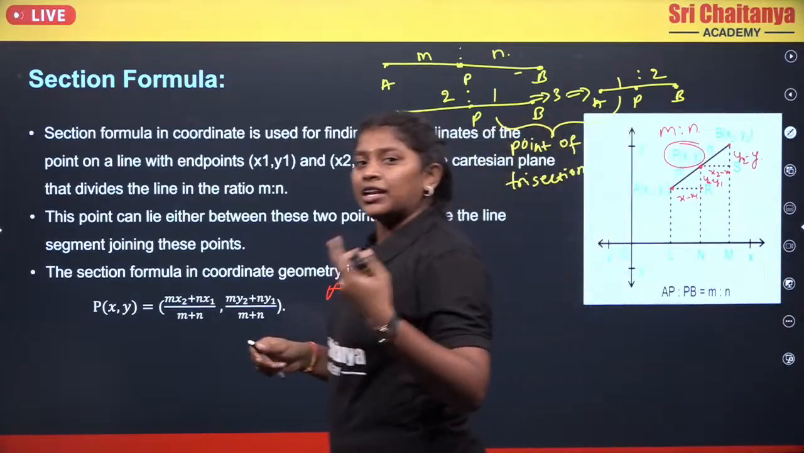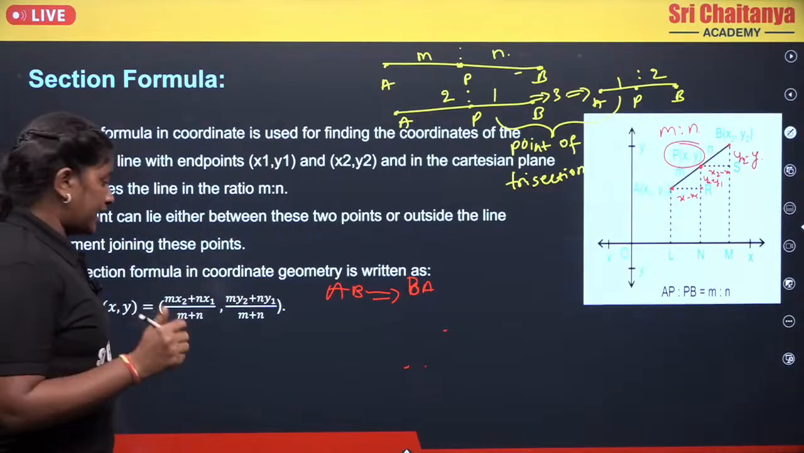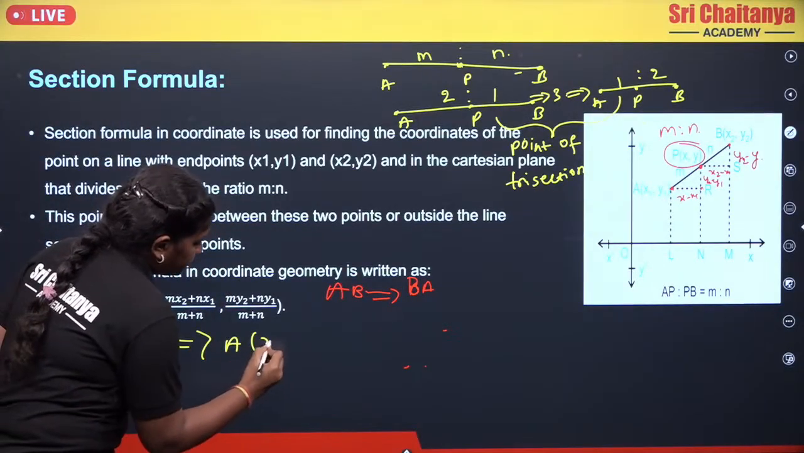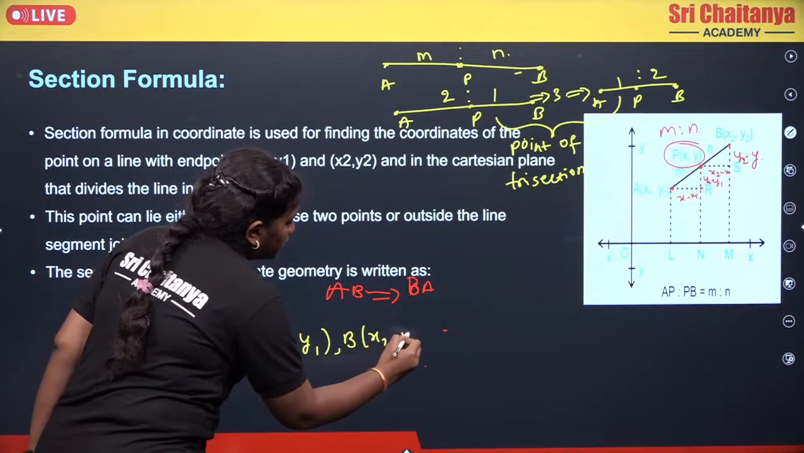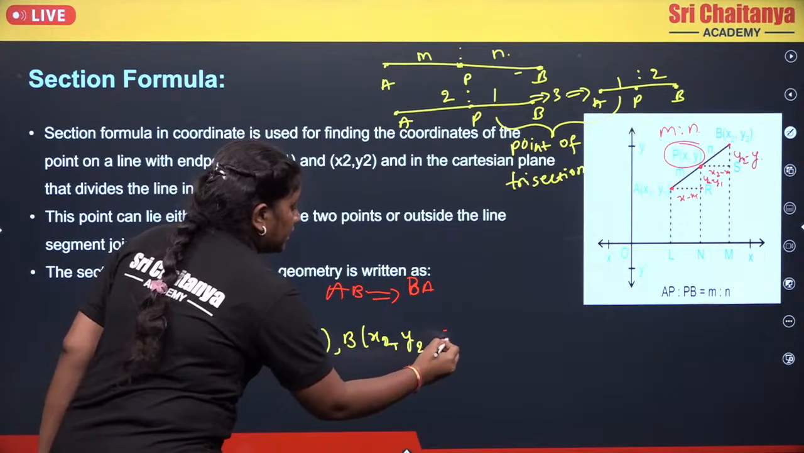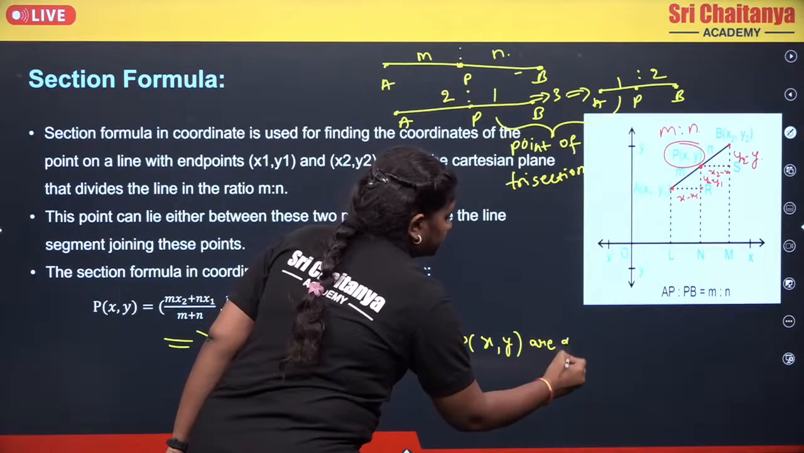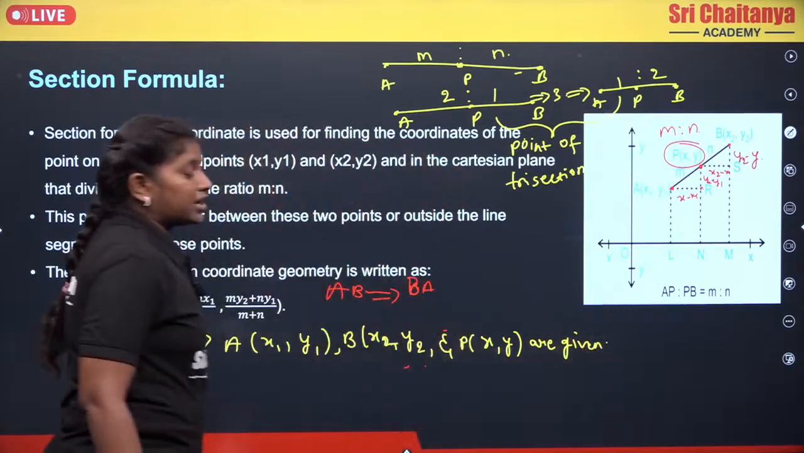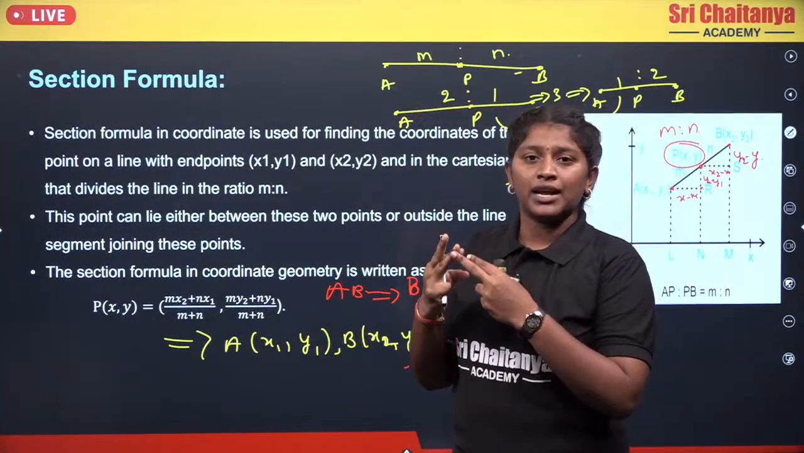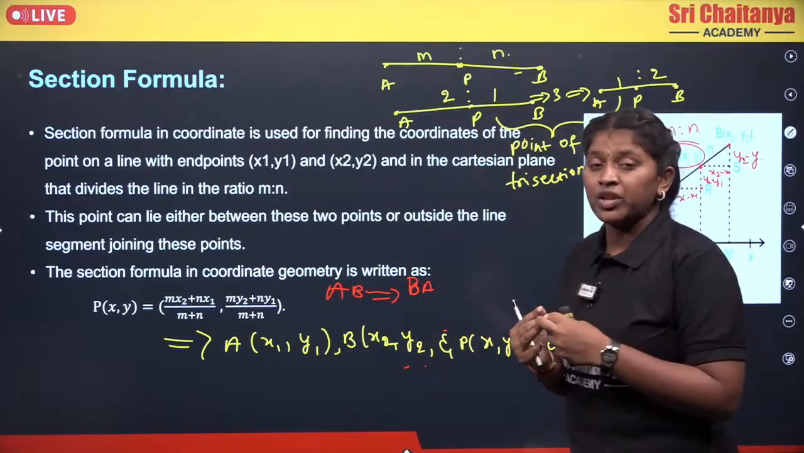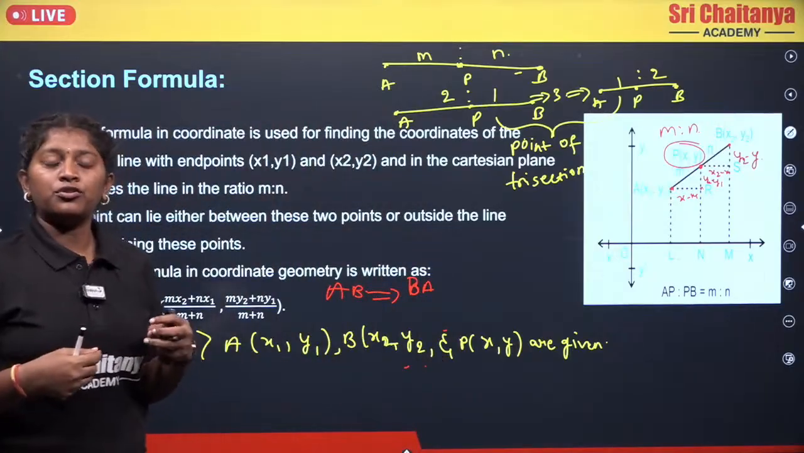Now coming to another important thing. In some of the questions they have given the coordinates of 3 points, like A of (x1, y1), B of (x2, y2) and P of (x, y). So these 3 are given. They will give you the coordinates of the end points of your line segment and the point that is dividing the line segment. Now they will ask you to find the ratio. So there you can use a shortcut in order to find the ratio.